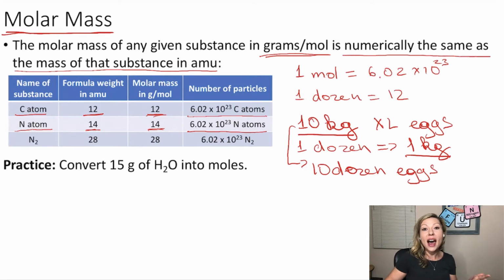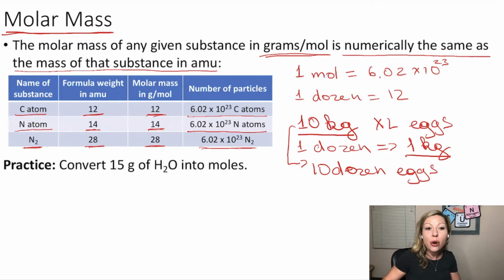What if I have diatomic molecules or even larger molecules? The same applies. If you have N2, which is a diatomic molecule, the formula weight is 28, which is 2 times the formula weight of the nitrogen atom. So the molar mass is also going to be 28, just in grams per mole. And in this case, I'm going to have 6.02 times 10 to the 23rd N2 molecules. Okay, so let's put this into practice.